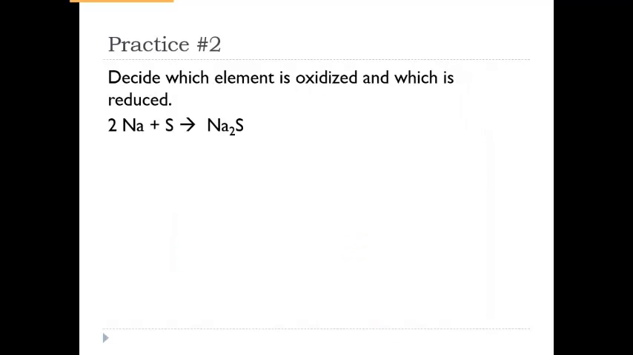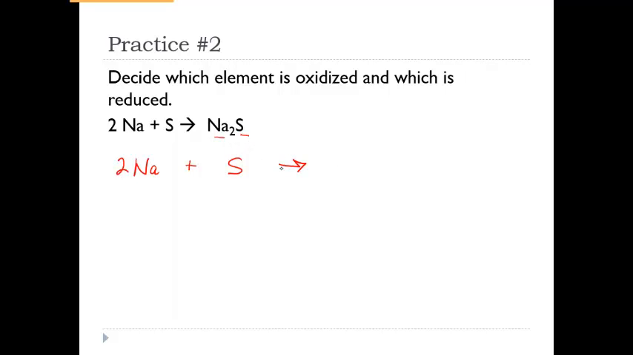Let's do another practice problem. I'm not going to walk through this one, so let's think about what element is being oxidized and what's being reduced. And again, it might be helpful to write out your plus and minus charges. Now here you have sodium, but there is no charge. It's not a compound. And you have sulfur, and again, not a compound.